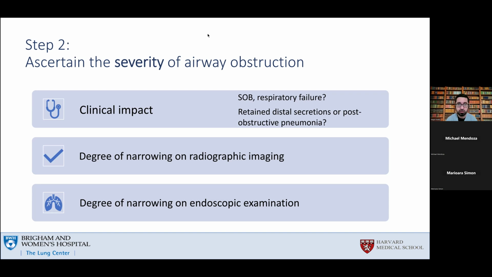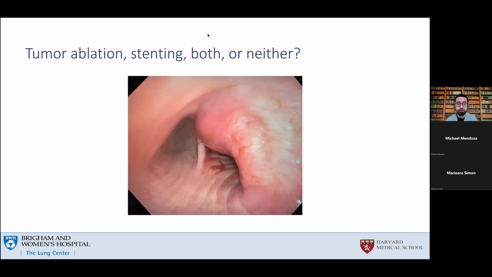And performing a bronchoscopy, how bad does it look on your endoscopic examination? Take a look at all of those things before we determine what to do and whether to do anything at all. So here's one example of a patient. I'm not giving you the clinical vignette here, nor the radiographic picture, but just showing you an endoscopic. This isn't the complete picture, right? That's the endoscopic picture.